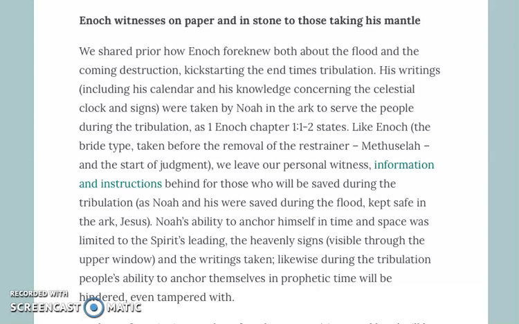Enoch, who informed and warned and passed his mantle on to Noah to protect him and guide him during the flood. And likewise, like Noah did back then, we are informing and warning and instructing the people who are left behind after us in a similar way.